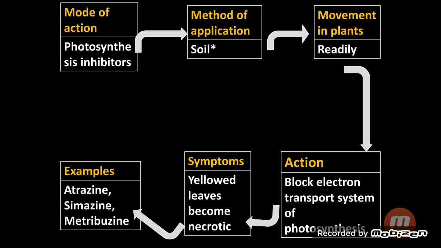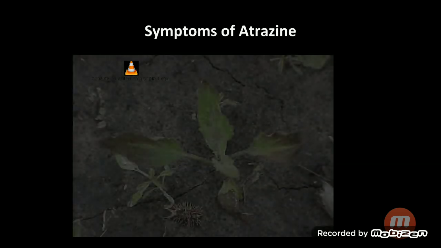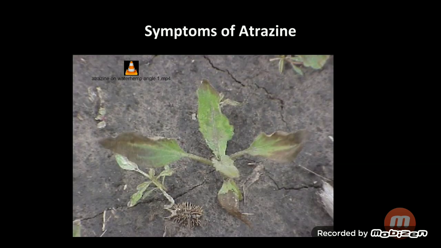Atrazine, simazine, metribuzin are the most common examples that we popularly use in cereal crops, and they are the photosynthesis inhibitor type of herbicides. These are the symptoms of atrazine.